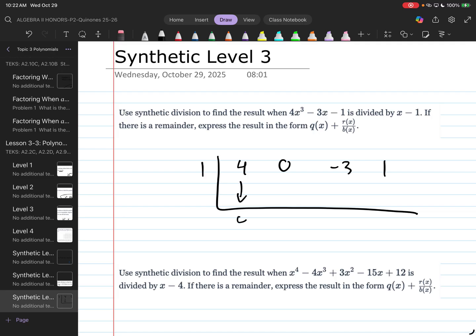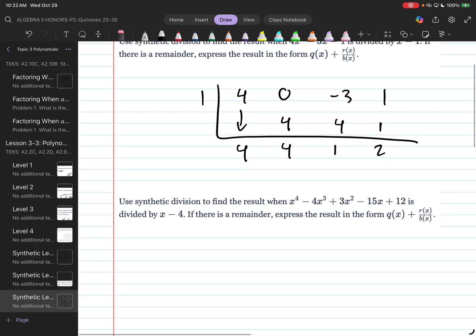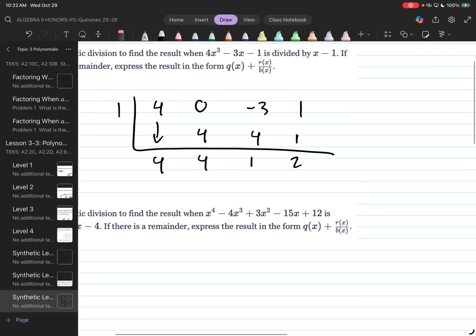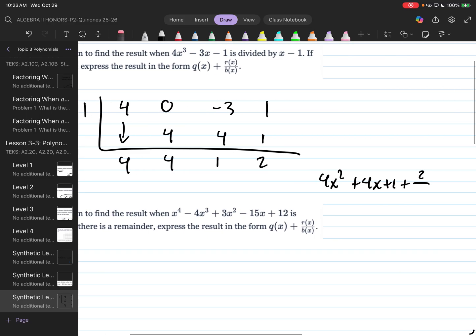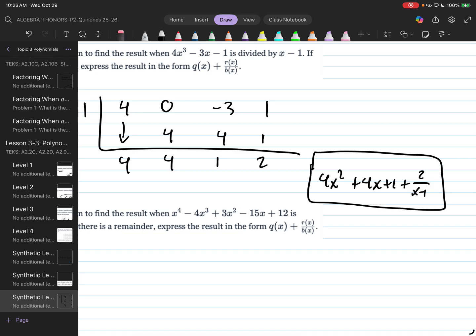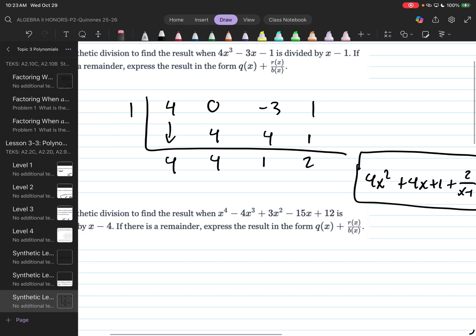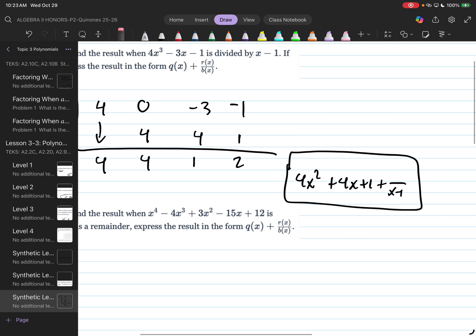So here we go. 4, 4, 4, 4. Feel like Jeff Davis here. 4, 1, 1, 2. So I end up with 4x squared plus 4x plus 1 plus 2 divided by x minus 1. Wait, isn't that 1 supposed to be? Oh, yes, you're right. See, I make mistakes.